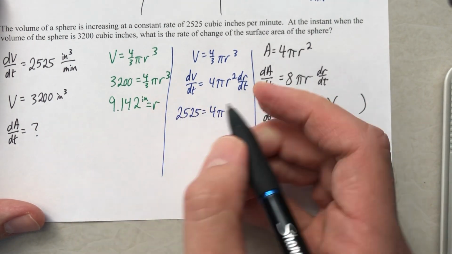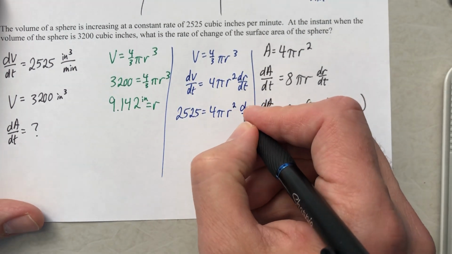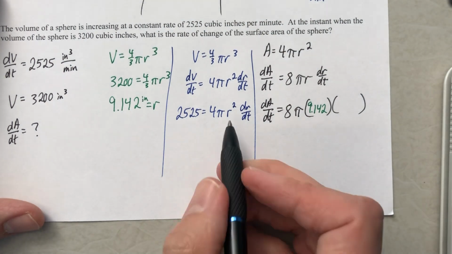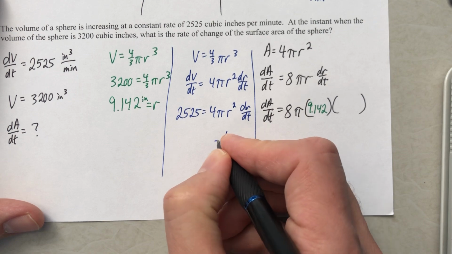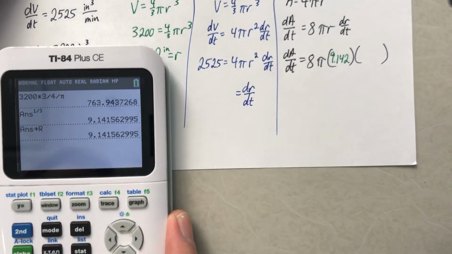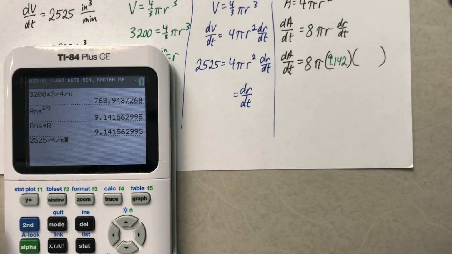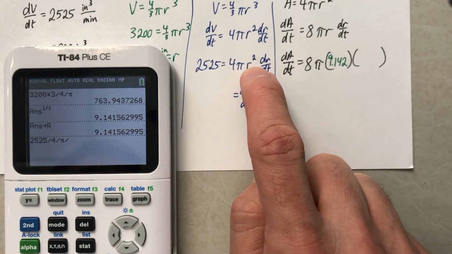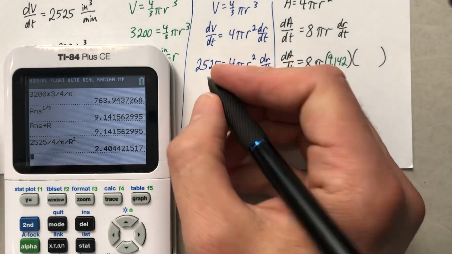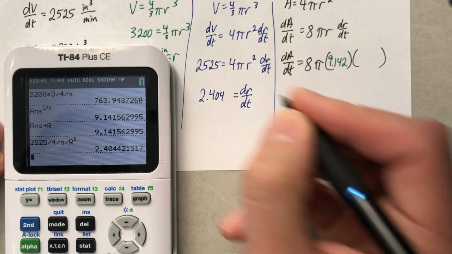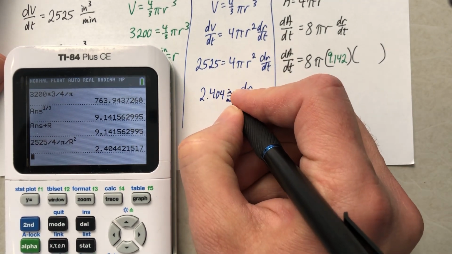Times the radius. I'm just going to call it r squared because I'm running out of room. And then dr/dt. And it looks like I'm really not doing that much, but I do know what r is now, right? So let's solve. dr/dt is going to equal something, and that something is 25 divided by 4 divided by pi divided by r squared. And I got 2.404. And if you want to get technical about it, it is inches per minute.